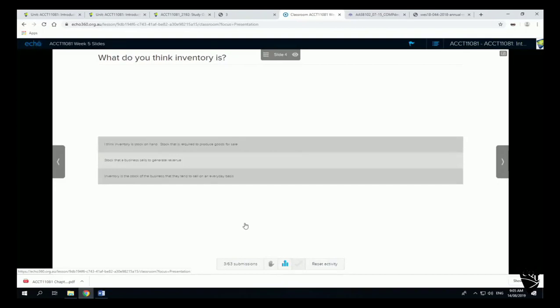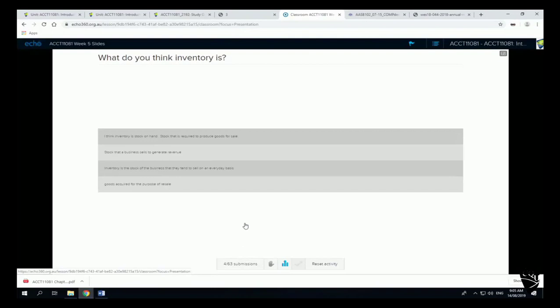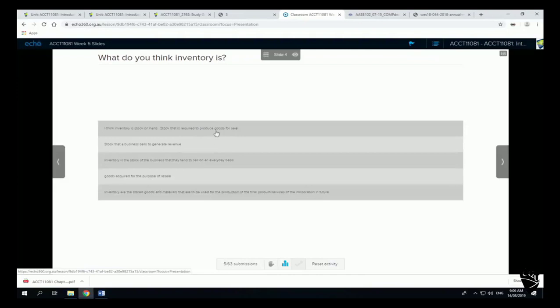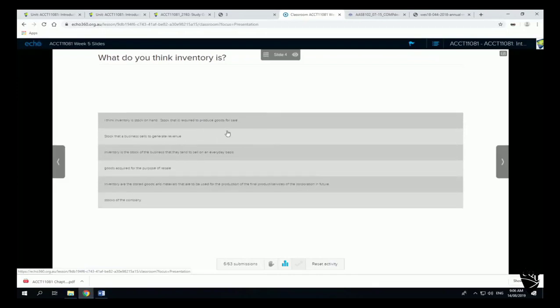So I think inventory is stock on hand, stock that is required to produce goods for sale. So the first one is textbook, study guide. So we do call it stock on hand, but what does that really mean? The second part of that is really good. Stock that is required to produce goods for sale. Okay, so we're starting to allude to something to do with the operations of our business.